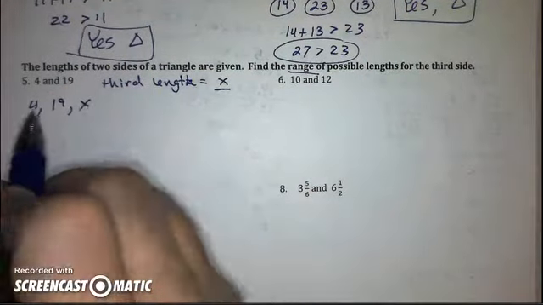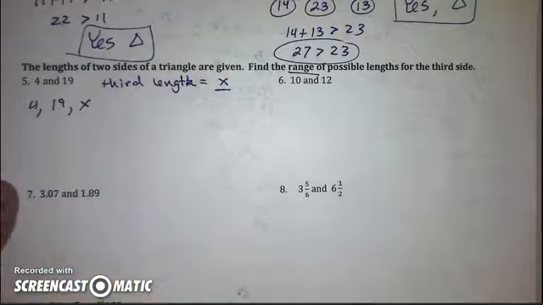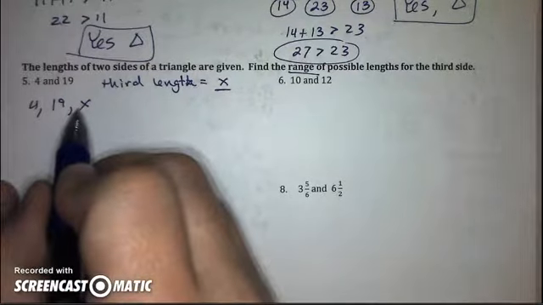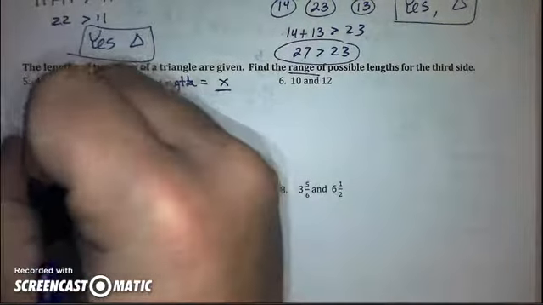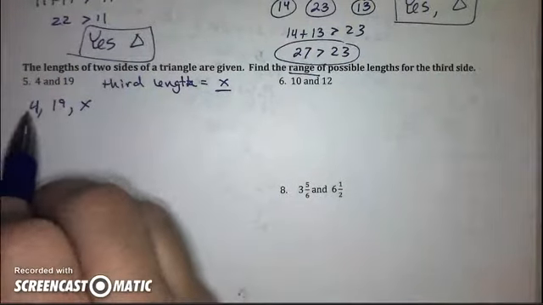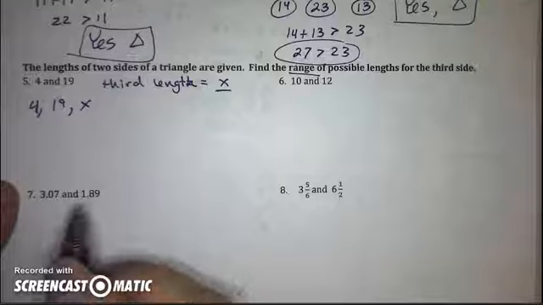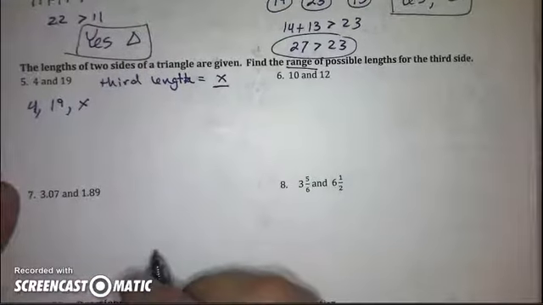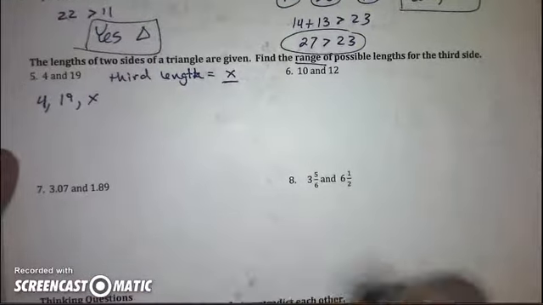Okay, so I'm going to use 4, 19, and x. Now, x could be somewhere between 4 and 19, or x could be the longest side. In that case, we could also have x over here less than 4, but that's probably not going to work. Anything less than 4 when you add it isn't going to be bigger than 19. But I'm going to show you all three cases and show you which one we never have to worry about.